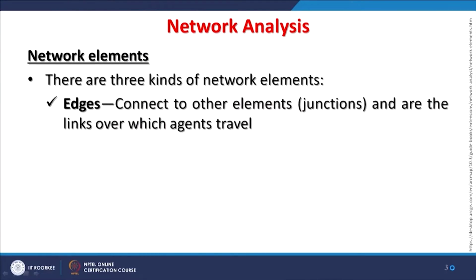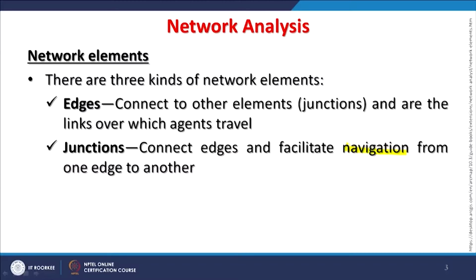Now, among other network elements, we can basically divide them into three kinds. The first one is the edges, and edges are there to connect other elements or junctions, because like in the case of a drainage network, we may start with first order streams, then two first order streams, as per one scheme of networking, can become a second order stream, and likewise. So edges are the links over which agents or the resource travel.